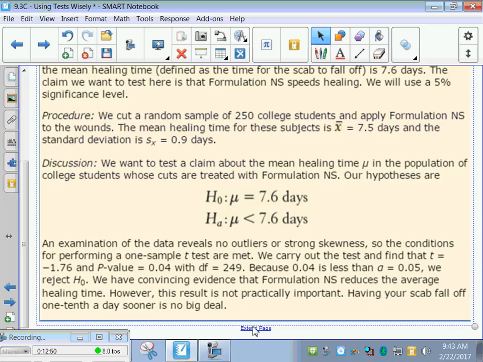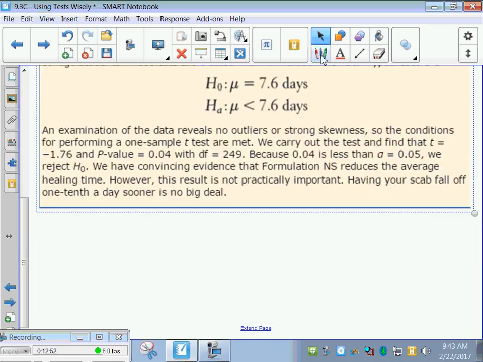So we actually find that that's convincing evidence. We end up getting a p-value of 0.04. We even had a large sample. That was great. All right. And because 0.04 is less than 0.05, we reject the null, and we're like, yay, formulation NS reduces the average healing time. However, no one cares, because having your scab fall off 1/10 of a day sooner is no big deal. All right? So just think about the study.